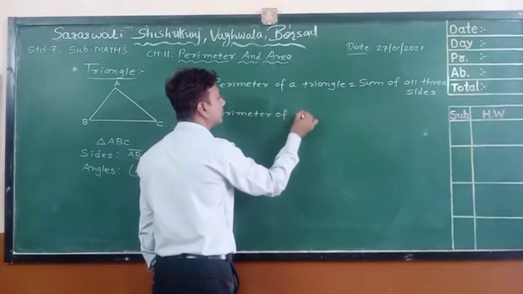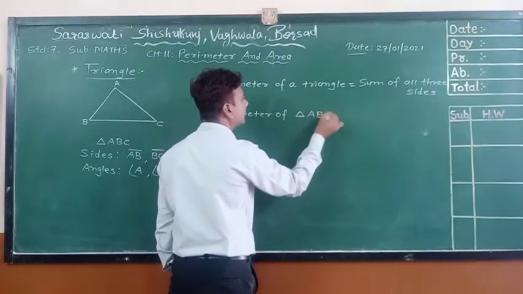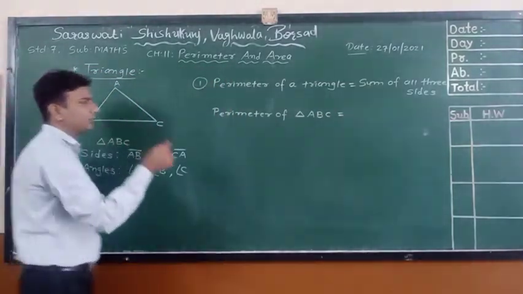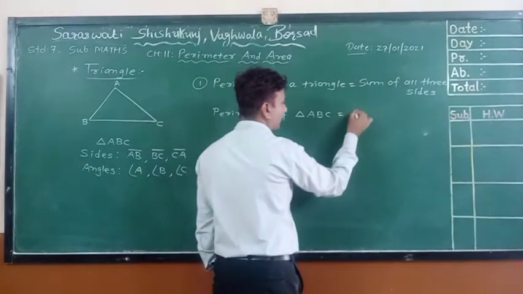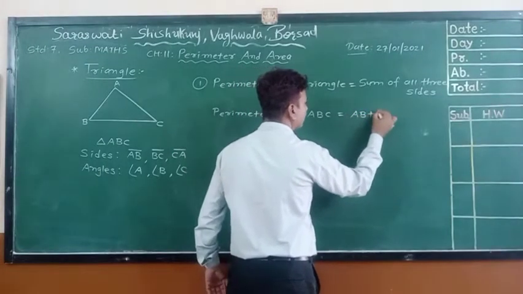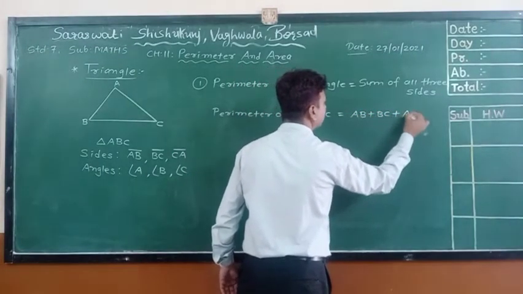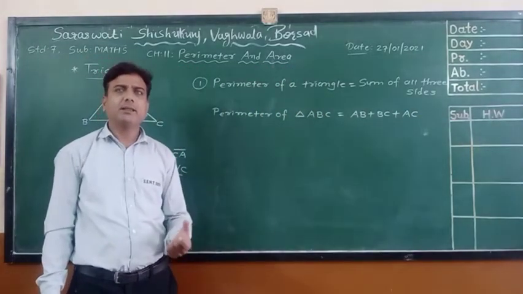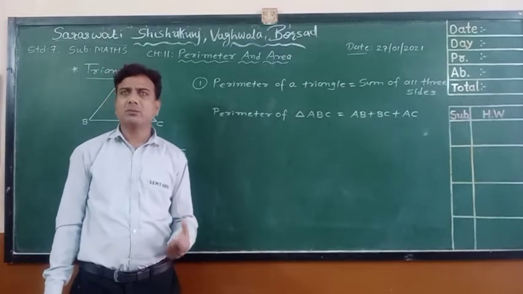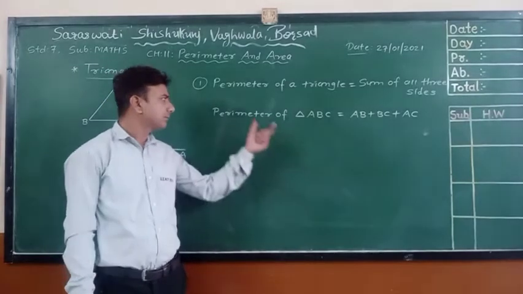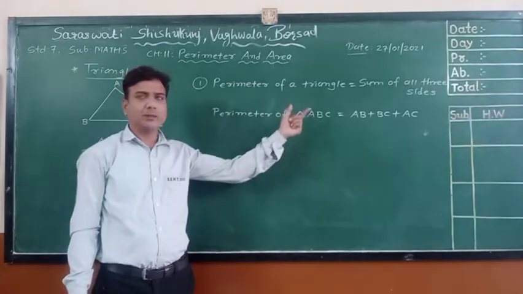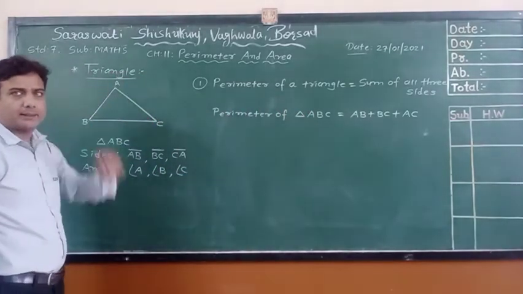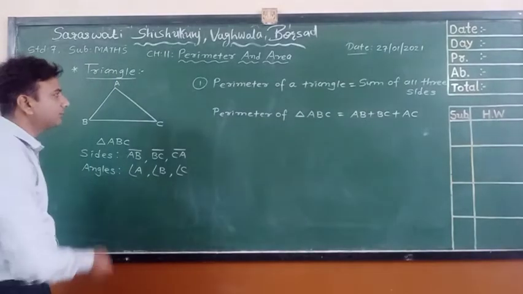According to this figure, we can write the perimeter of triangle ABC. The perimeter of triangle ABC means the sum of all these sides: AB plus BC plus AC. Clear this? So we can apply this formula to find the perimeter of triangle ABC. The perimeter of triangle ABC equals AB plus BC plus AC. That means we find its perimeter.